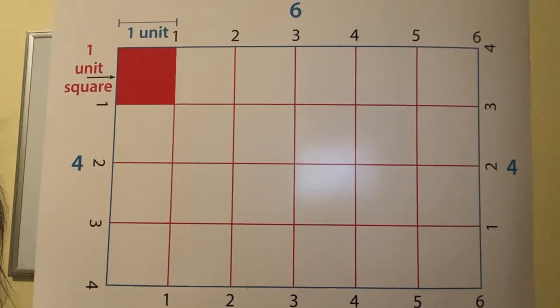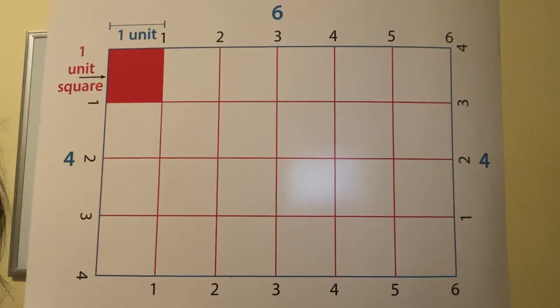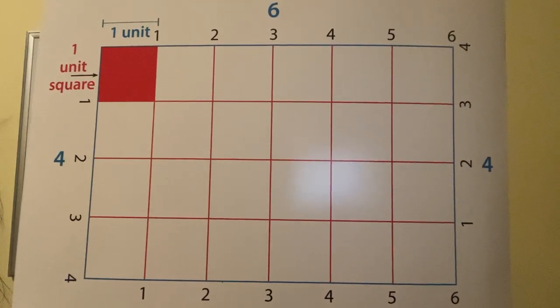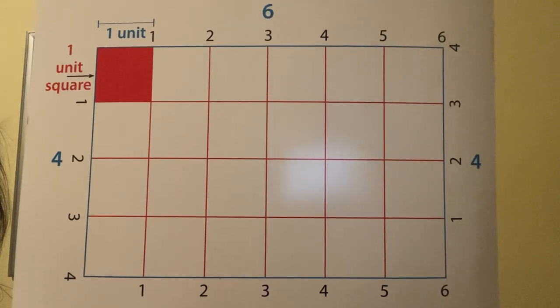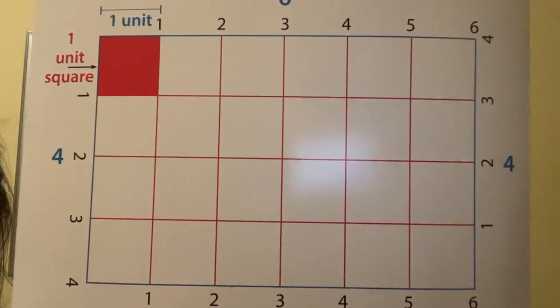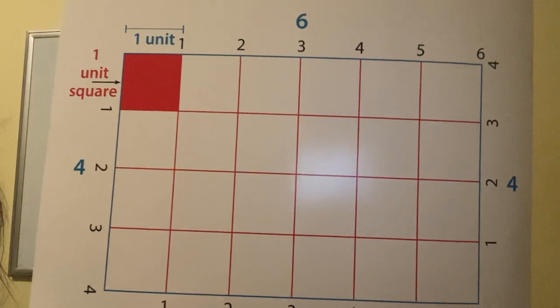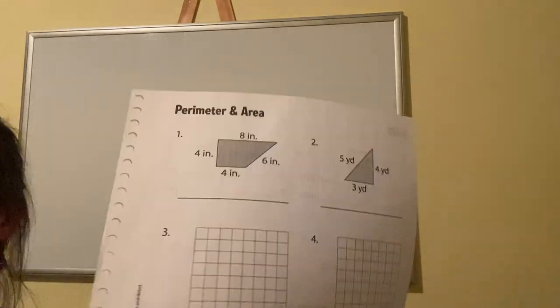How would you find the perimeter of the rectangle? Okay, you'd add the length of the sides. So we have 4, 6, 4, and 6, which we decided was 20. Okay, ready. With that in mind, take out that perimeter and area page. Perimeter and area. You take yours out. I'll get mine out.